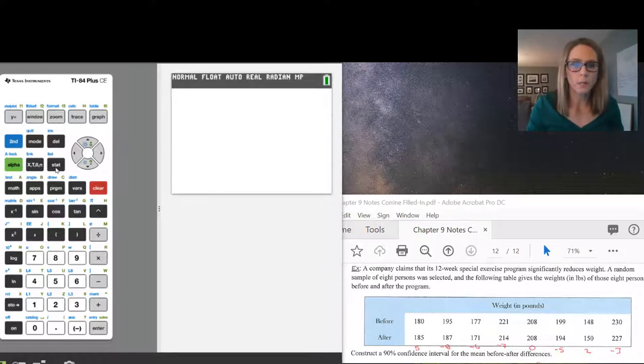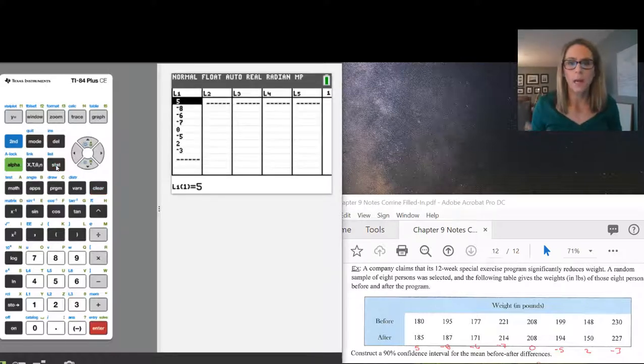So the first thing that we do is go to Stat and then to Edit. And then I've put those values, those 8 values, into the calculator. So you want to put your values in a list. Again, these are not the values we're given, but it's just the difference of the values. And that's what we need for t-interval.